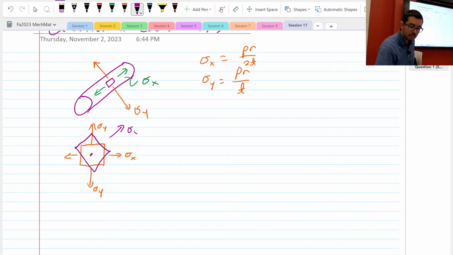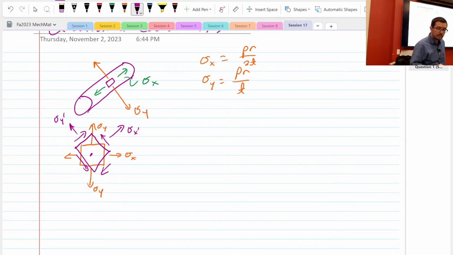Right? You're going to have a sigma x prime, a sigma y prime, okay? And you can be interested in the shear stress, right? Okay? Is that enough to get you going? Okay, so should we not like this surface? Yeah, it's the same location, but all we've done is rotate the element. That's what we've been doing.